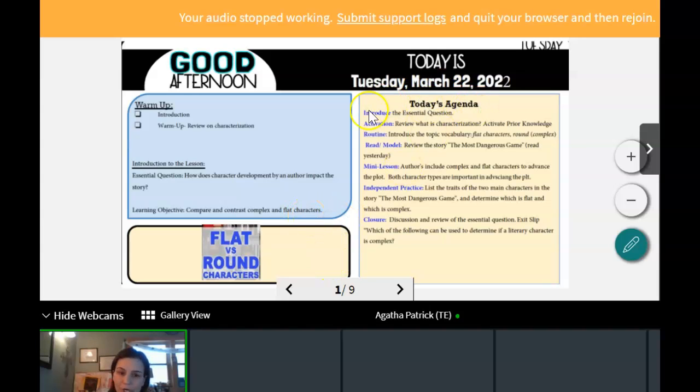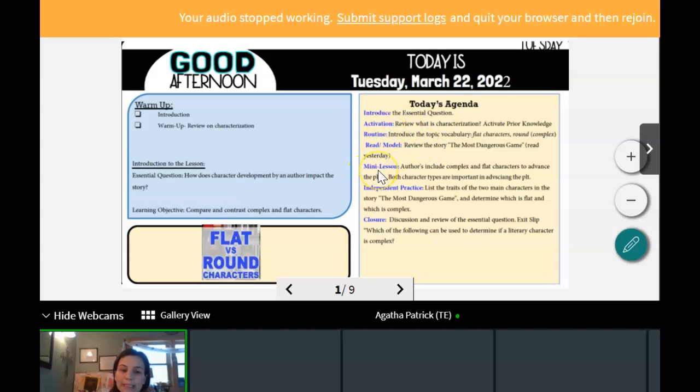If you want to take a look at our agenda on the right, we're going to be introducing that essential question. We're going to be doing a quick activation on characterization. We'll introduce the topic vocabulary, which is flat and round, otherwise known as complex characters. We're going to do a quick review on the story The Most Dangerous Game, as you should have already read that in yesterday's class.